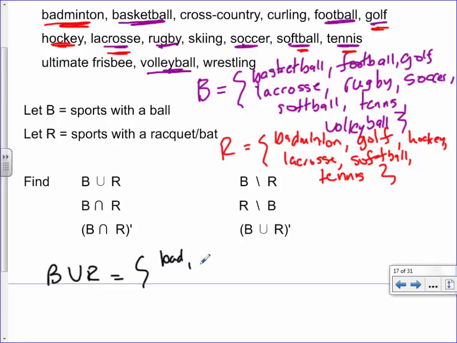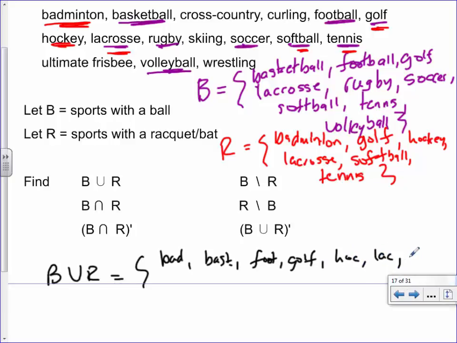This would be badminton, basketball, football, golf, hockey, lacrosse, rugby, soccer, softball, tennis, and volleyball. So that would be, if it's in either category, even if it's both, we have to count that for B or R.